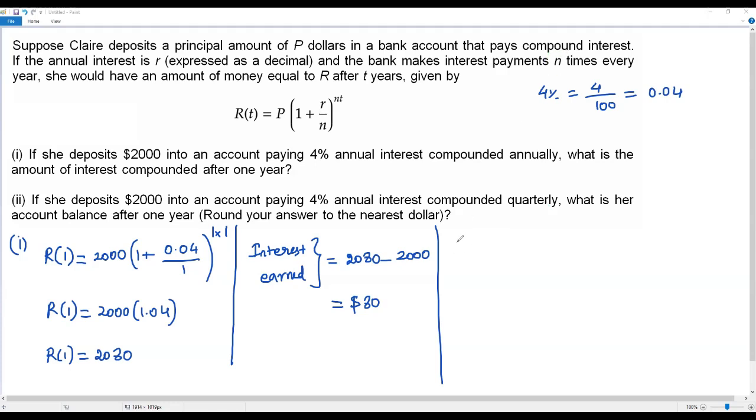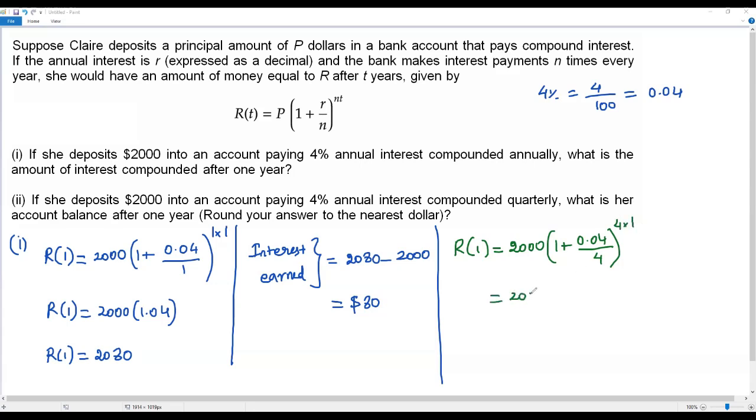Okay, now let me plug in the values into the formula. Here also they are asking us to find the account balance. Actually in the first question they asked us to find the interest earned, but here they are asking us to find the account balance. Account balance means we have to find the value of A of T. After 1 year means we plug in T equal to 1. So P is the same, $2,000 times 1 plus R. Again, R is the same, rate of interest 4%. If I convert this to a decimal, it will be 0.04. But this time, the value of N is 4 because interest is compounded quarterly. That means the bank makes interest payments 4 times in a year. So divided by 4, and the exponent N is 4, and T, the number of years, is 1.